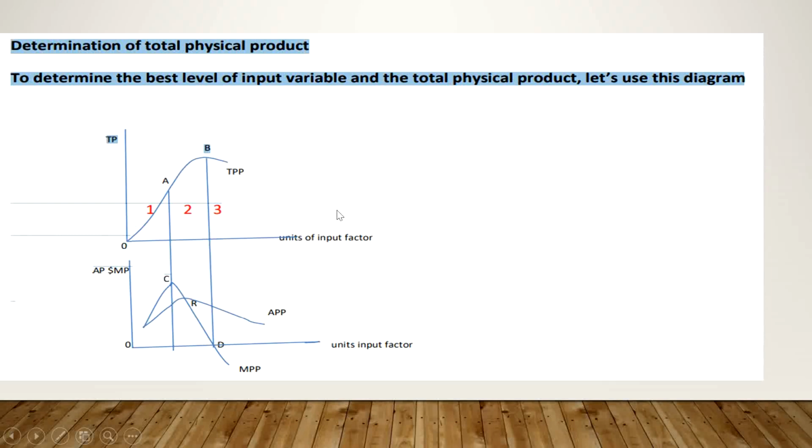So when you look at the first graph, we have total product on this axis and units of input factor on this axis. This graph is divided into phases, phase 1 and phase 2. There is a lot happening in every phase. And just below the first graph, there is average product and marginal product, and how the unit input factor affects the relationship of these two parameters.